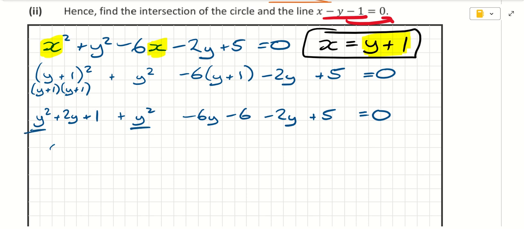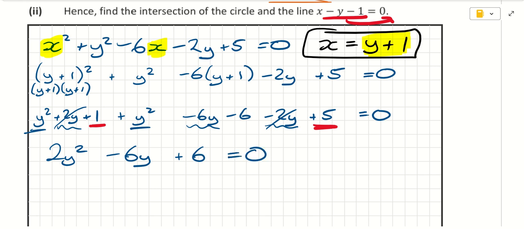So we got our y squareds. So let's get 2y squareds. Then you'll have plus 2y minus 6y minus 2y. Okay, those two pluses will go, and then you get just minus 6y. And then you get plus 1 and a plus 5. So that will give you plus 6 is equal to 0.